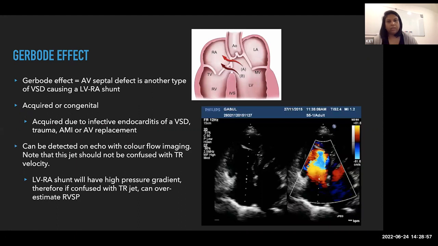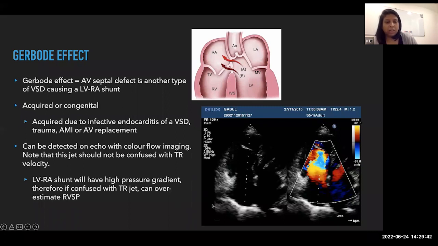And then finally, I'll talk a little bit about the Gerbode effect. This is a specific sort of AV septal defect, which is a left ventricle to right atrial shunt. This can occur with the perimembranous and the outlet VSDs. They can be congenital and they can be acquired. Acquired usually because of infective endocarditis of a VSD causing erosion and therefore broadening of that VSD into not just a VSD but a ventricular to atrial defect, trauma, acute myocardial infarction or AV valve replacement.